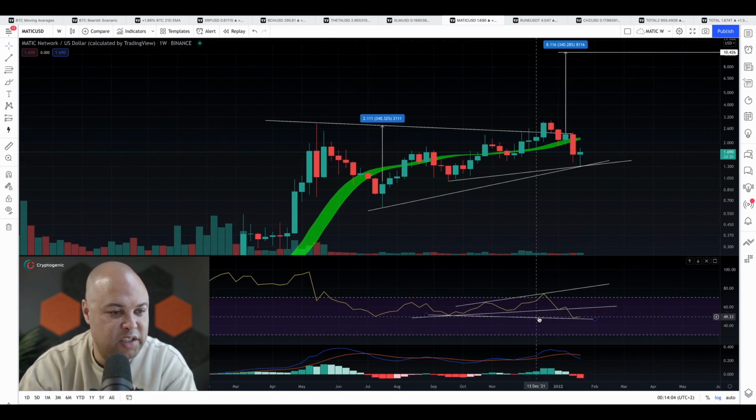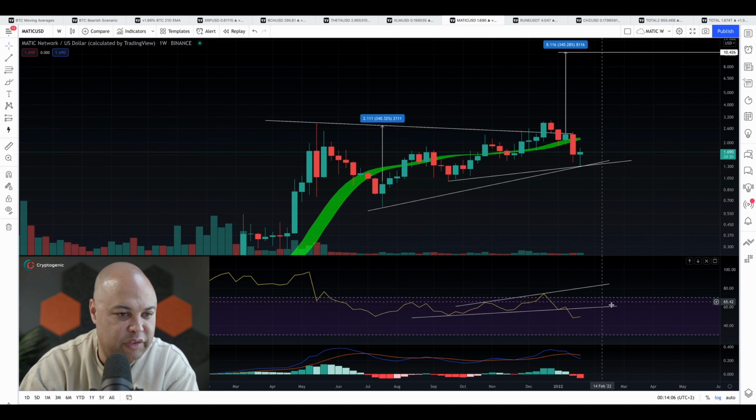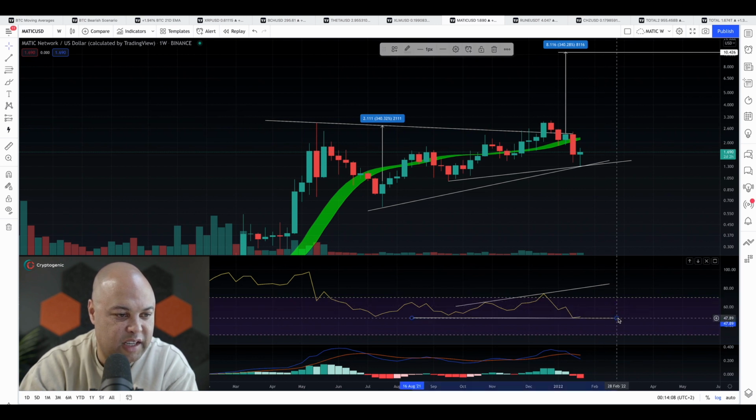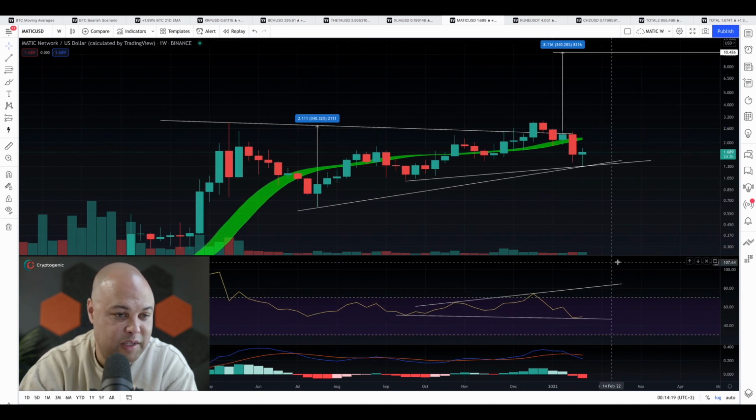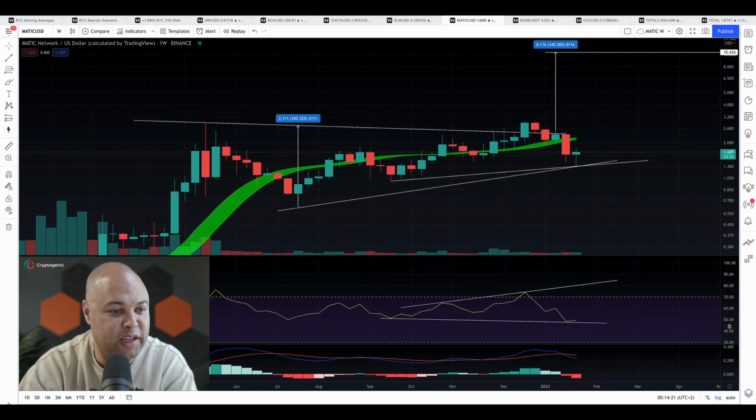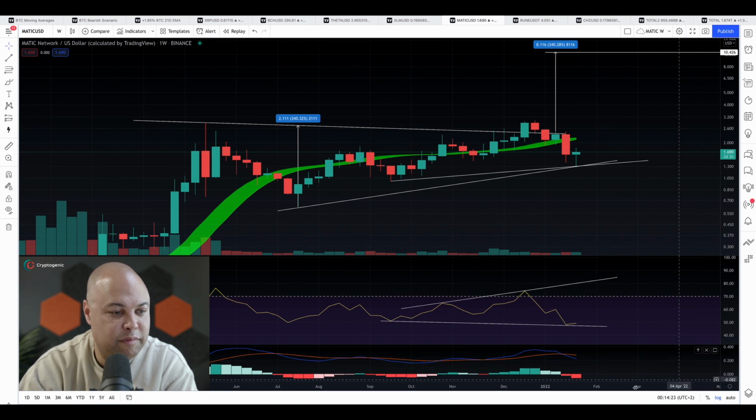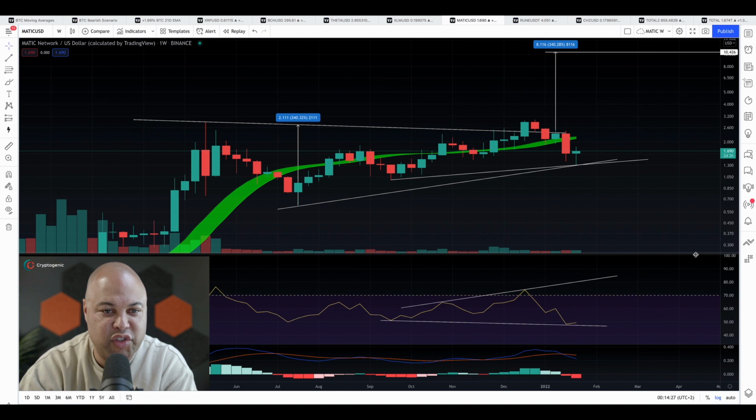So what we could actually do is just kind of redraw this trend line because we can see what the actual trend is right now. And that's all we're doing, is really a broadening wedge here. MACDs are bearish, but we've got a nice broadening wedge here.